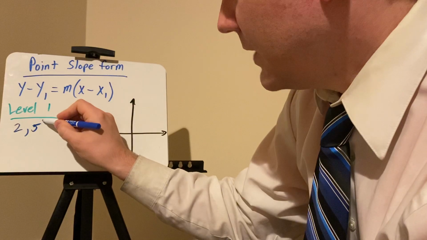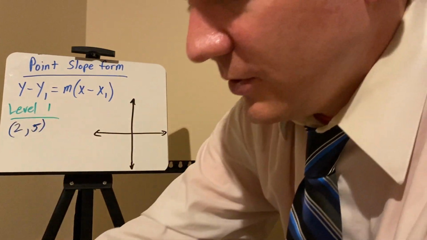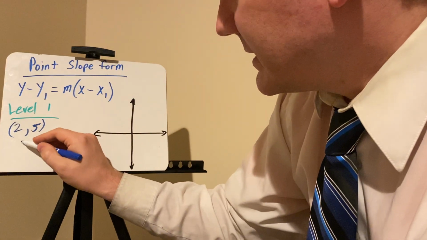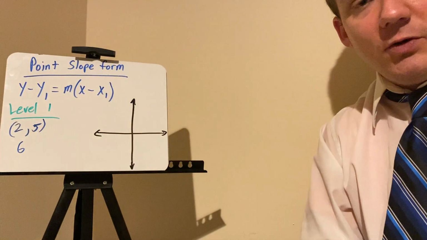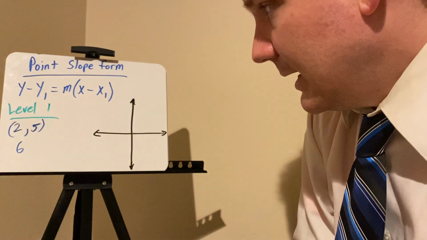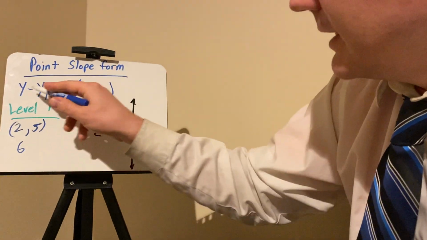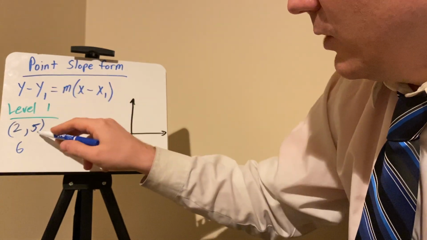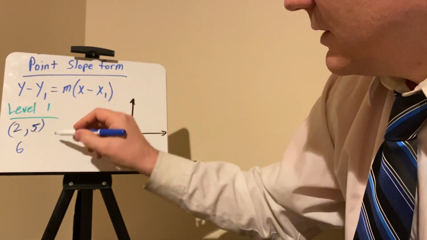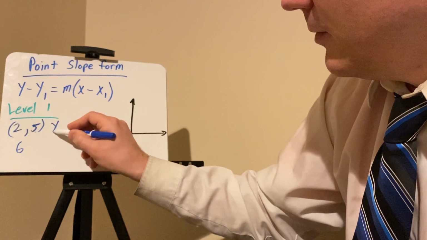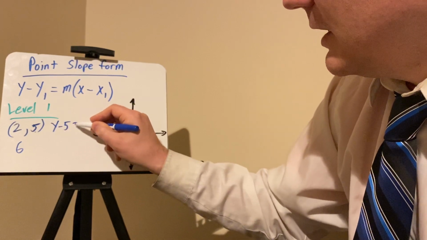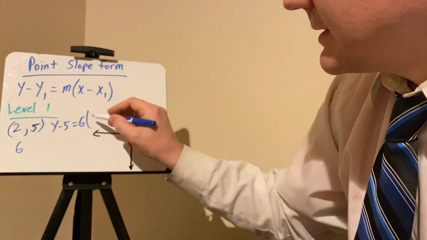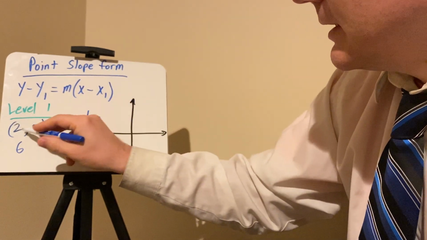All right, so that's going to give me a coordinate, 2, 5. That's my point. And my third one is 6. And 6 is going to give me my slope. So that's level 1. I get a point and a slope. So to do that, I can substitute in here where I do y minus y sub 1, which would actually be 5. So I would substitute in here. So I do y minus 5 equals my slope of 6 times x minus 2.